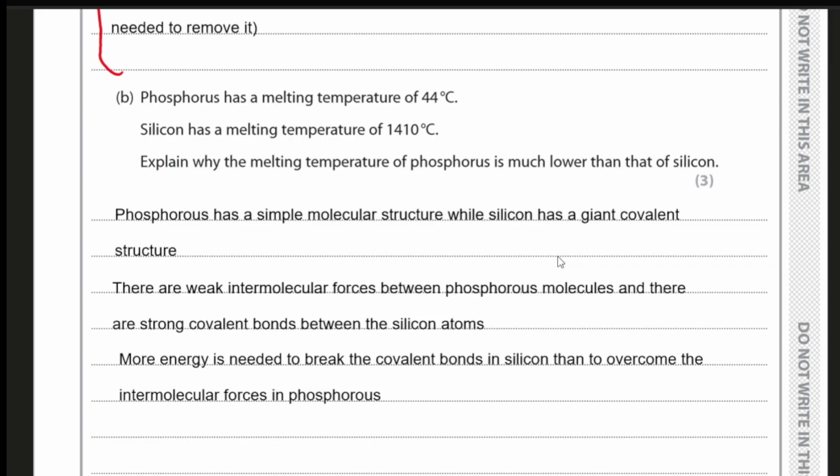Again, phosphorus has a melting temperature of 44 degrees Celsius, and silicon has this. They said here to explain why the melting temperature of phosphorus is much lower than that of silicon. The first thing is that silicon has a giant covalent structure and phosphorus has a simple molecular structure. Phosphorus, due to its simple molecular structure, will have weak intermolecular forces between its molecules, while silicon atoms, not molecules, will have strong covalent bonds. Obviously covalent bonds are much harder to break, so more heat energy will be required compared to the intermolecular forces between phosphorus molecules. That is why phosphorus has a lower melting temperature compared to silicon.